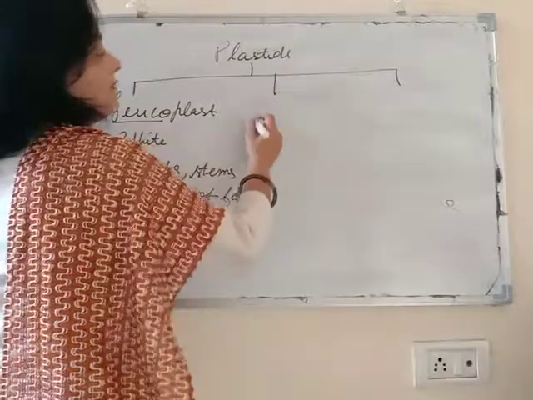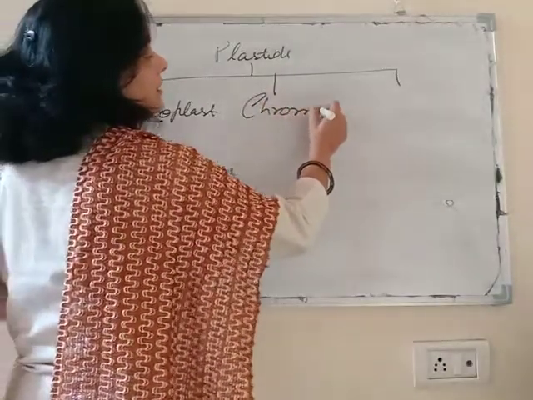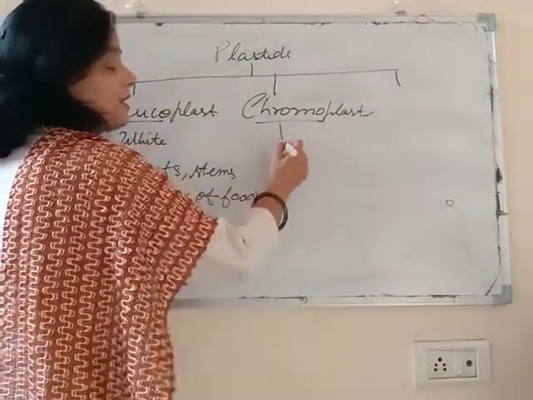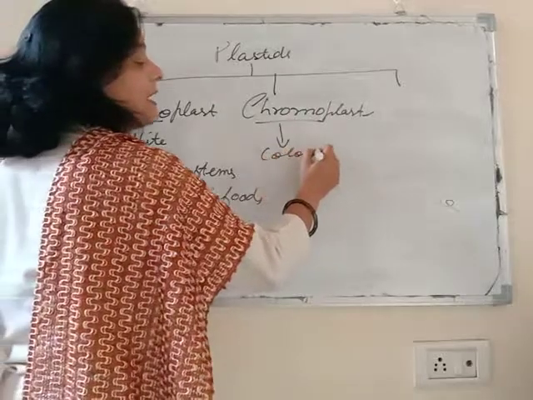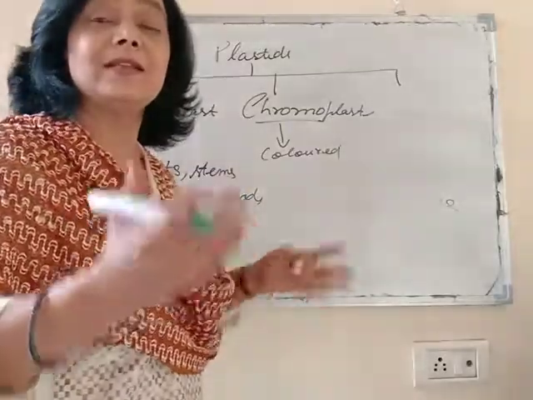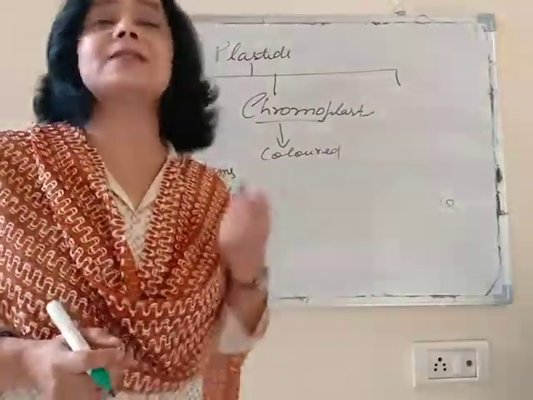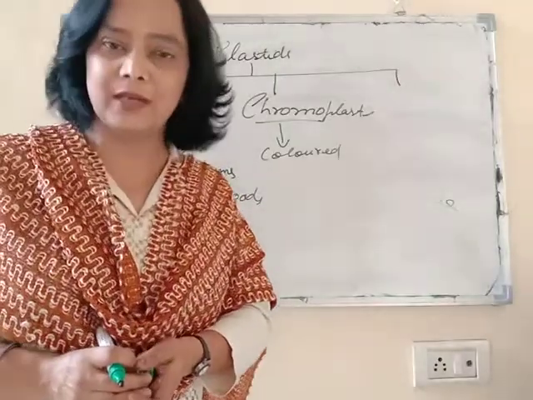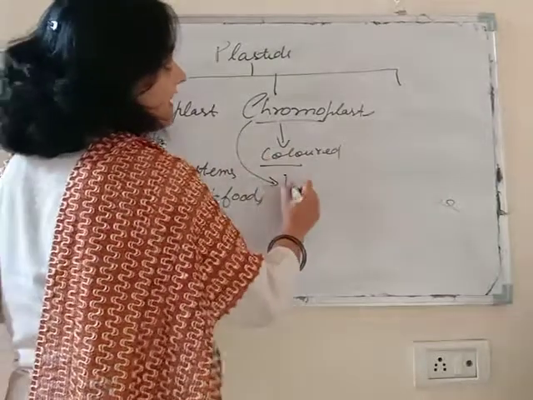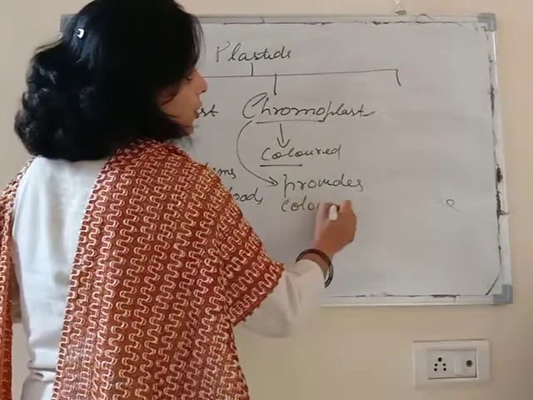Then the other type of plastid is called chromoplast. Chromo means colored. So chromoplasts are colored plastids. What is the function? You are seeing that colored plastids are found commonly in the petals of flowers. So petals are colored. Why? There is a special reason behind it, so as to attract insects for pollination. So this is the function of chromoplast. It provides color to the petals and fruit wall.